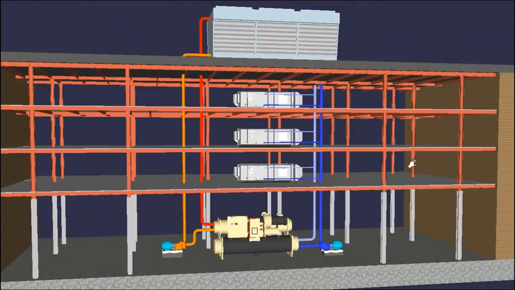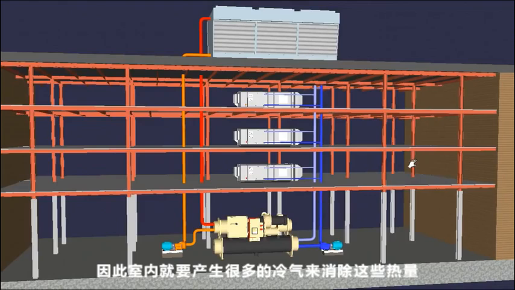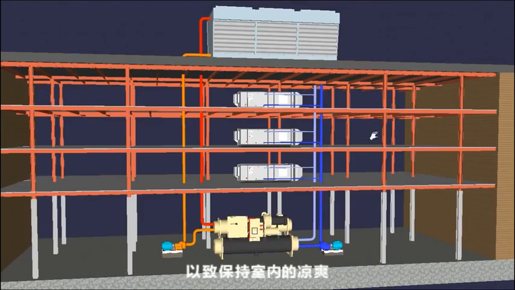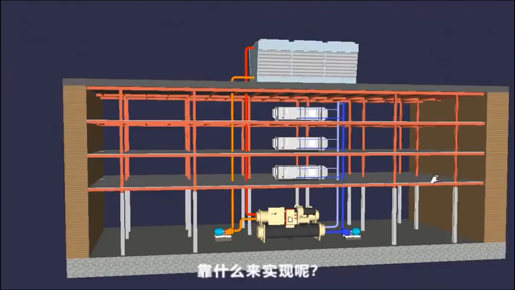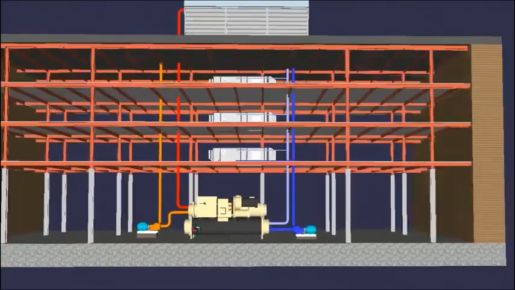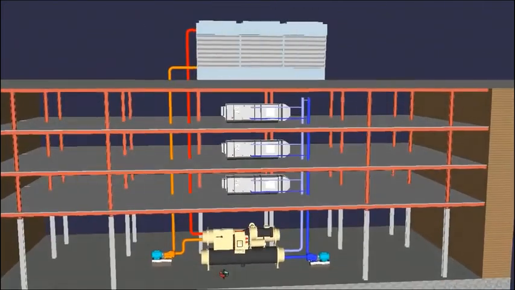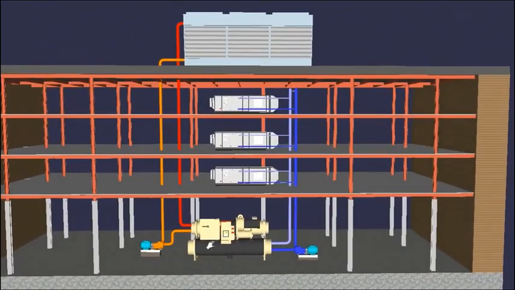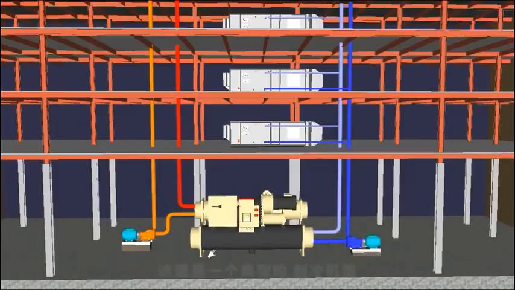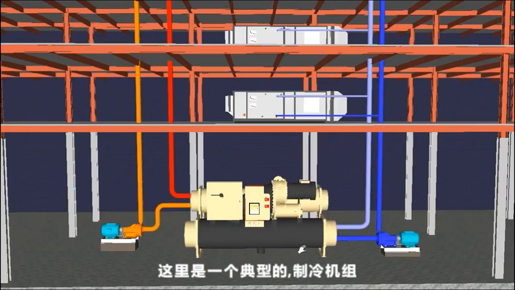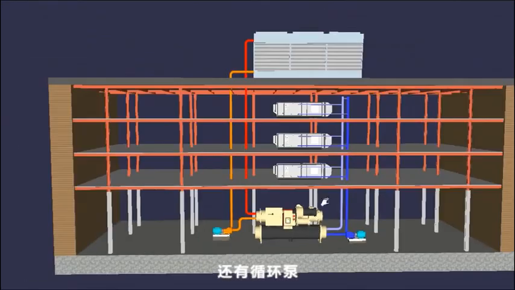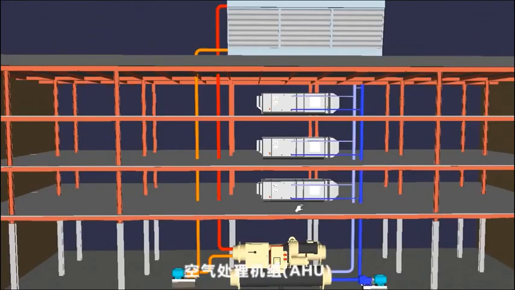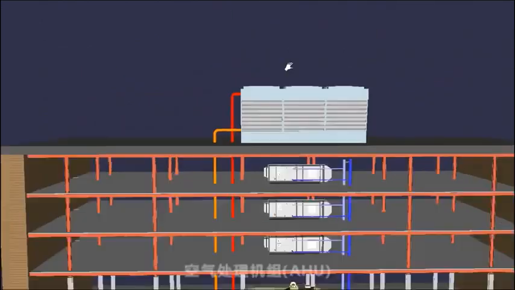So this building is going to have to produce a lot of cooling to handle that heat and keep the inside of the building at a very nice temperature. So how does it do that? Well, you need some plant items first, and in this very typical setup we've got a chiller here along with the distribution pumps, the air handling units, and the cooling tower, which is up on the roof.